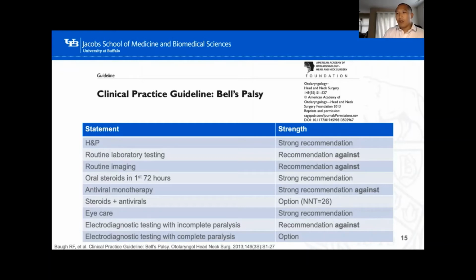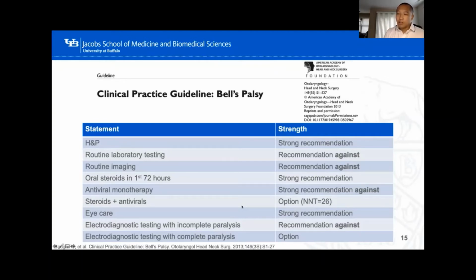They have a very strong recommendation for oral steroids. And we'll go over dosing, I think, in just a little bit. But you have to do steroids. The antiviral is an option. You can't give it by itself. So definitely steroids plus or minus the antiviral for when you diagnose the Bell's palsy.